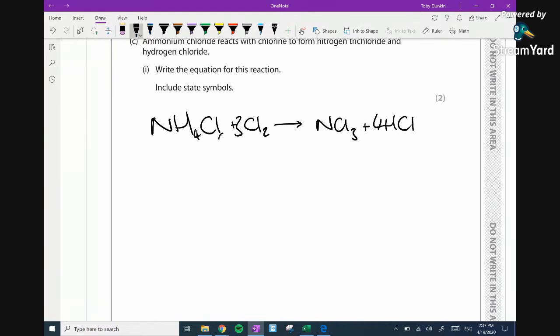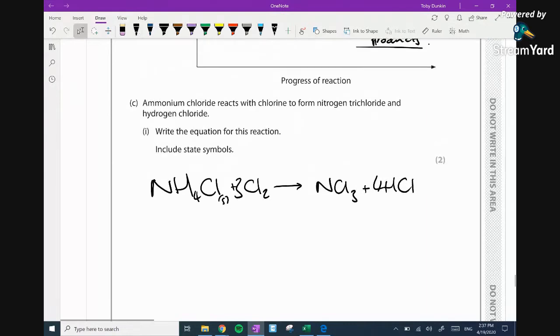Include state symbols. Oh, that's clever. Ammonium chloride, by the way, is a salt. It's a solid. Yeah, chlorine, of course, is a gas. That's hard. Nitrogen trichloride. Oh, nitrogen triiodide is a solid. Oops, wrong video.